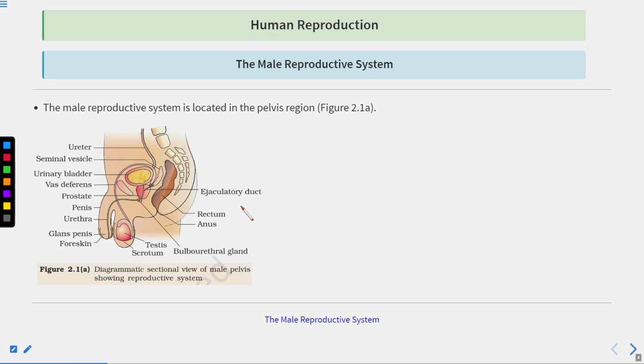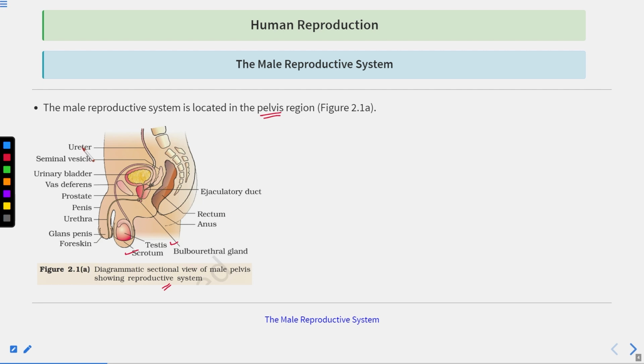Now let us examine the male as well as the female reproductive system. So first in this lecture, we'll talk about the male reproductive system. The male reproductive system is located in the pelvis region. This is the figure showing the diagrammatic sectional view of the male pelvis showing the reproductive system. So you can see all the parts here. The testes, which is the primary sex organ, is present within the scrotum. We'll talk about the testes and scrotum in the upcoming lectures. For now, you have to remember all these structures.